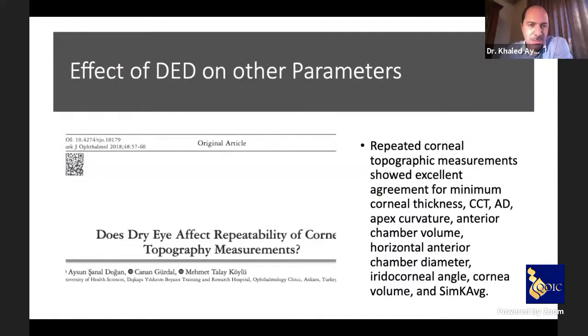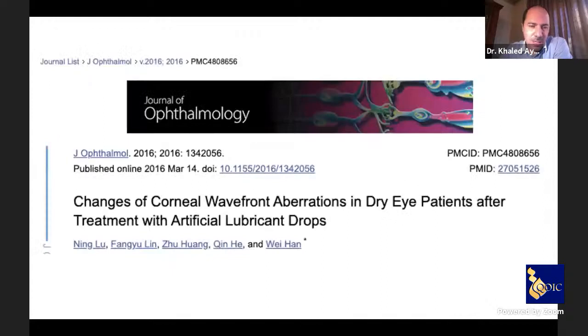If we look at the effect of dry eye disease on other parameters, there are a lot of studies that found good repeatability and excellent agreement for a lot of measurements, especially the central corneal thickness and other parameters like white to white and other areas. Usually these measurements are not affected by dry eye disease. And if we look at the corneal aberrations, studies also find that there is an increase in the aberrations in dry eye patients.